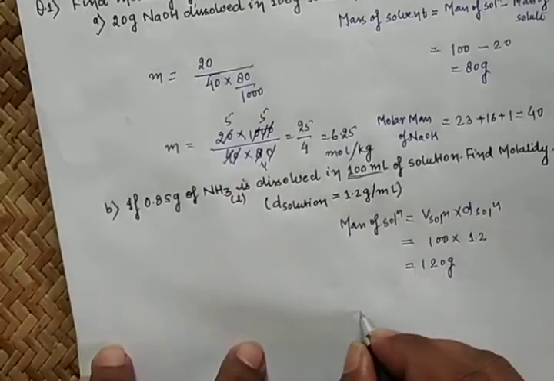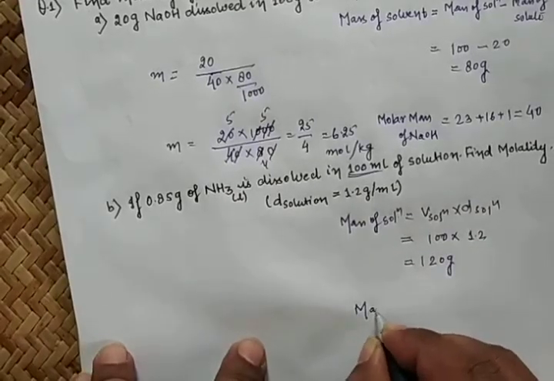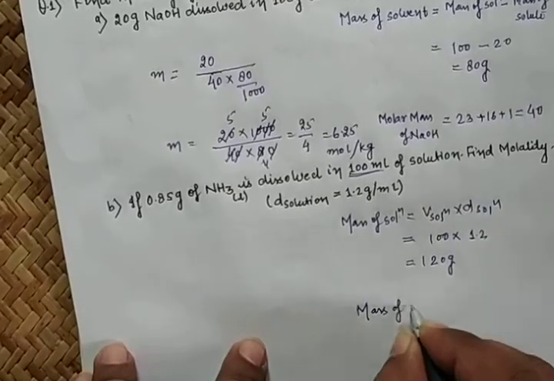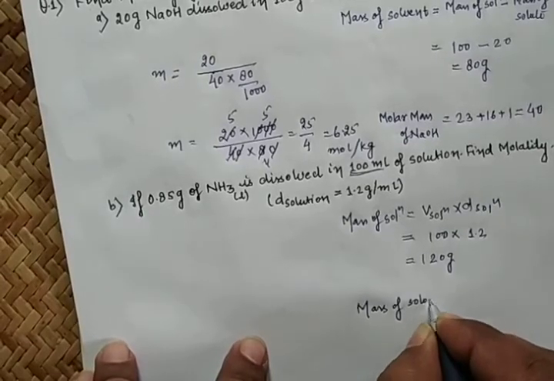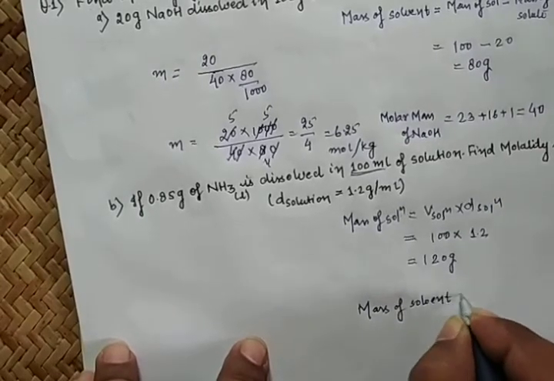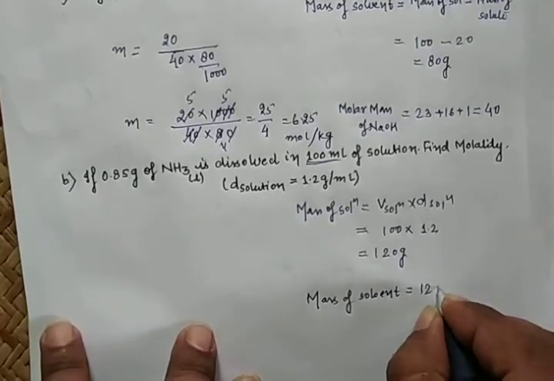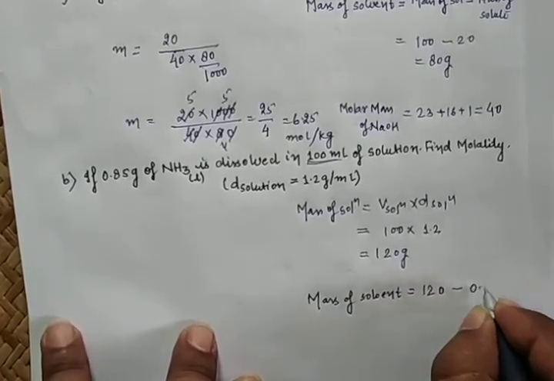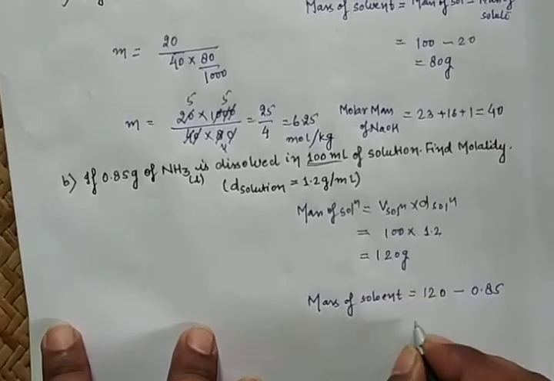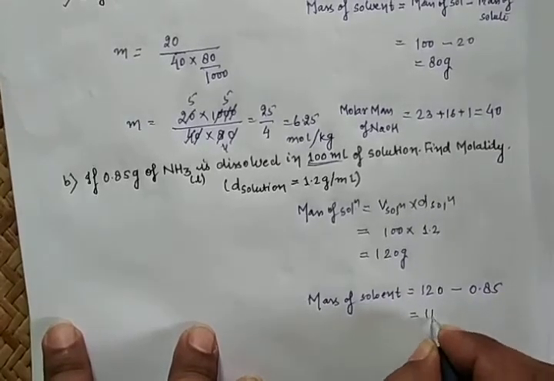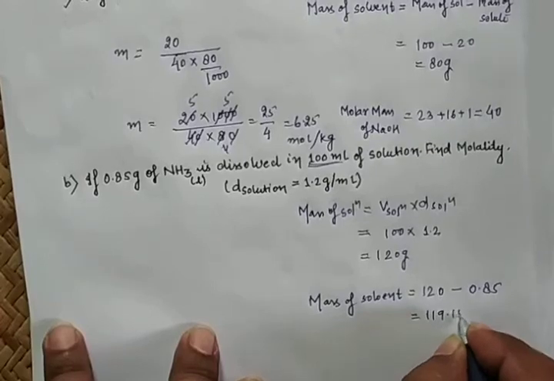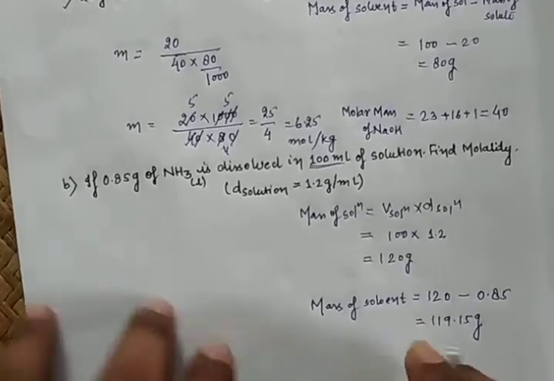Now you find the mass of solvent. The mass of solvent is mass of solution 120 minus mass of solute 0.85. So there is 119.15 gram. This is the mass of solvent.